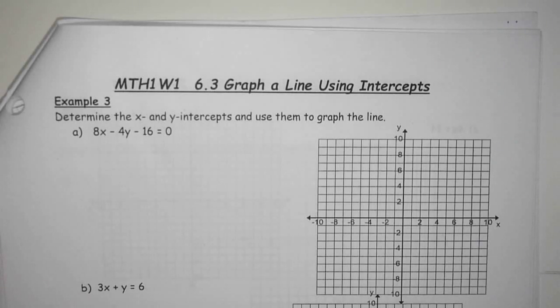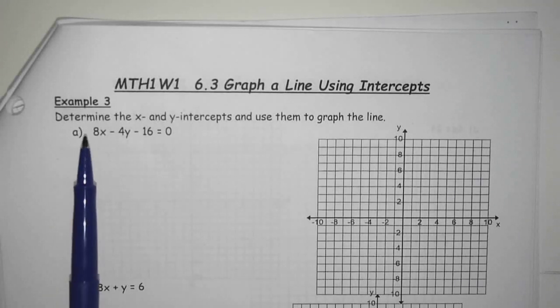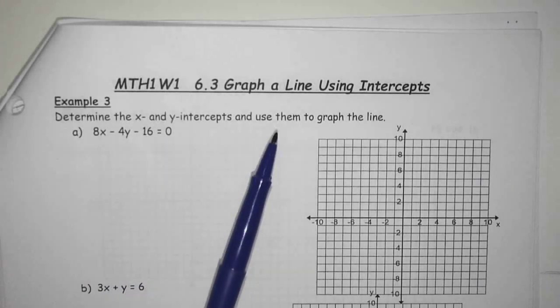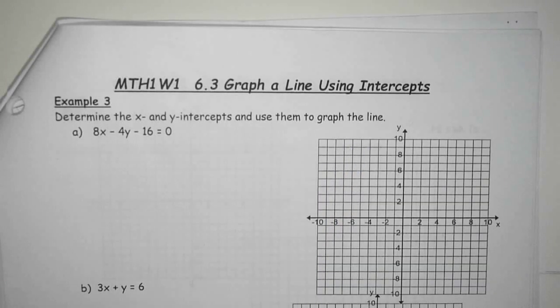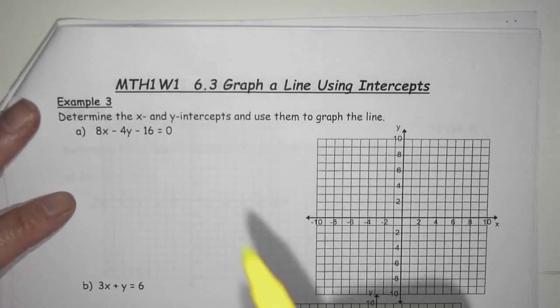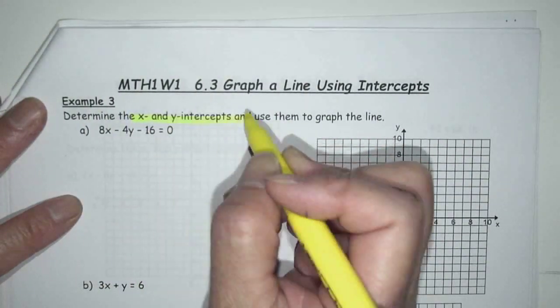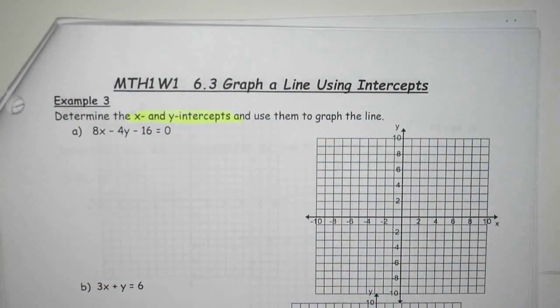We're in 6.3 and we are graphing a line using intercepts. In this example, we are determining the x and y intercepts and then using them to graph the line. So we know the definition of x and y intercepts. We've been working with that for a little while now. We are going to use those to graph the line.